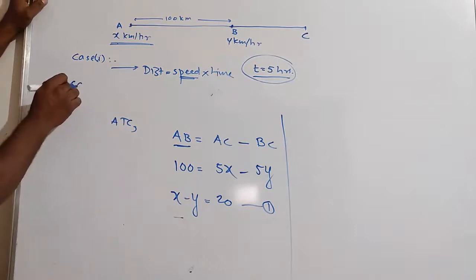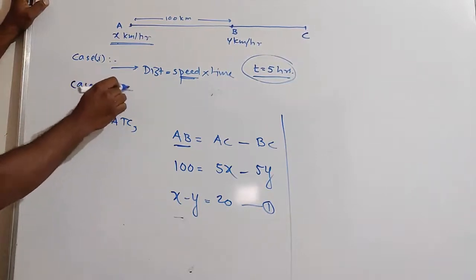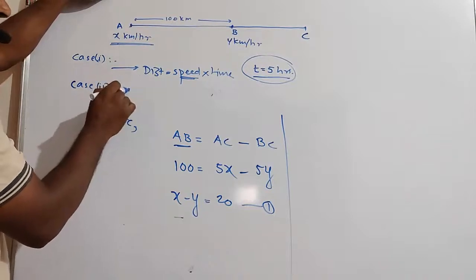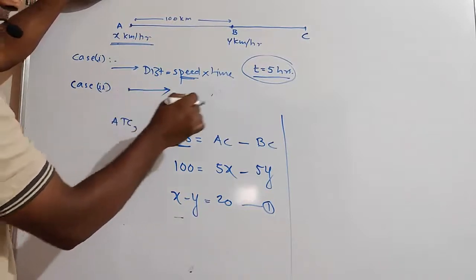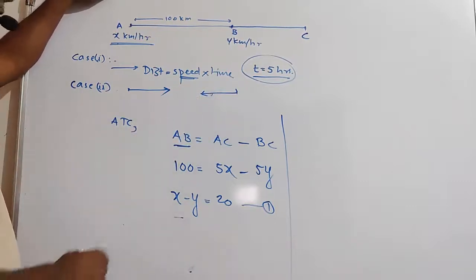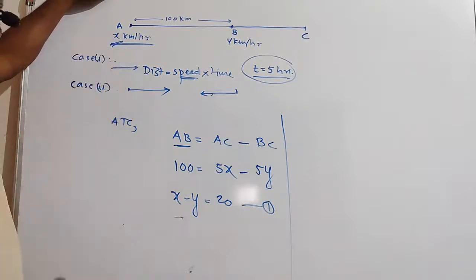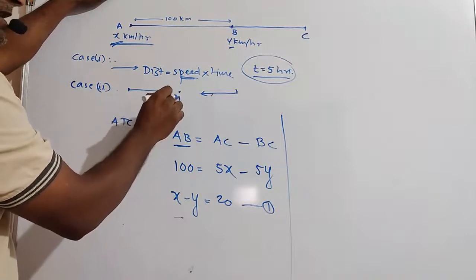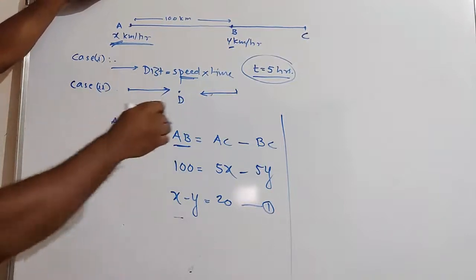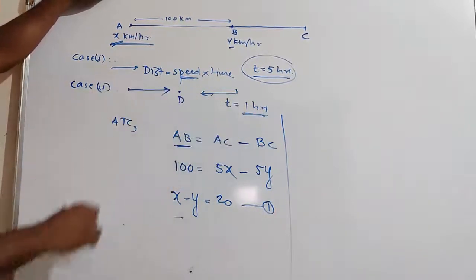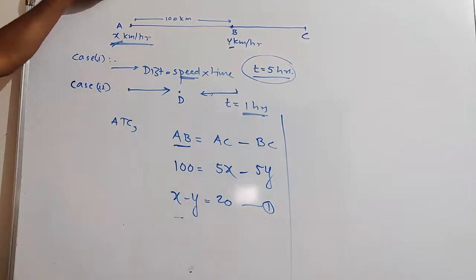Similarly, what is case 2? Now in case 2, both the cars are traveling in the opposite direction. Means this is car A in this direction and car B in this direction, with the same speeds, x kilometer per hour and y kilometer per hour. Suppose they will meet here at point D, and the time taken here is 1 hour. Means after 1 hour they will meet each other at point D.